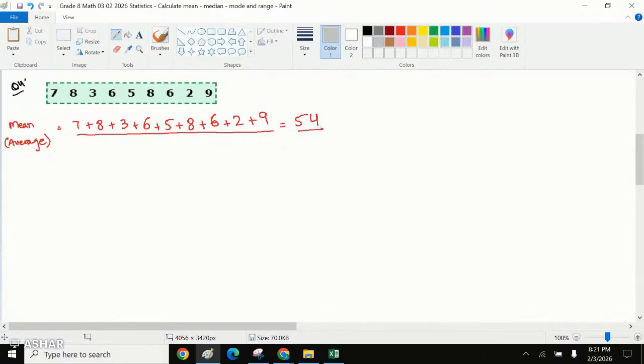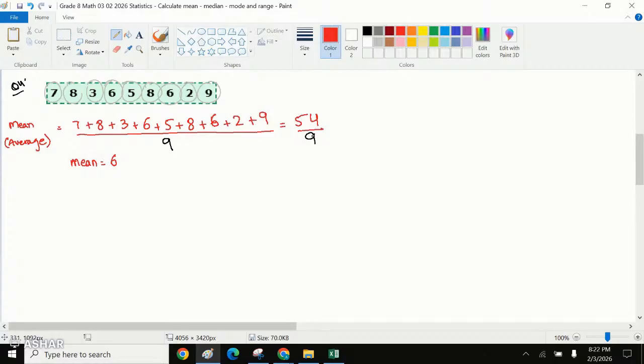How many values were there? 1, 2, 3, 4, 5, 6, 7, 8, and 9. So we simply divide it by 9, and we can say the mean comes out to be, when 54 is divided by 9, the mean comes out to be 6. The average score comes out to be 6, right?